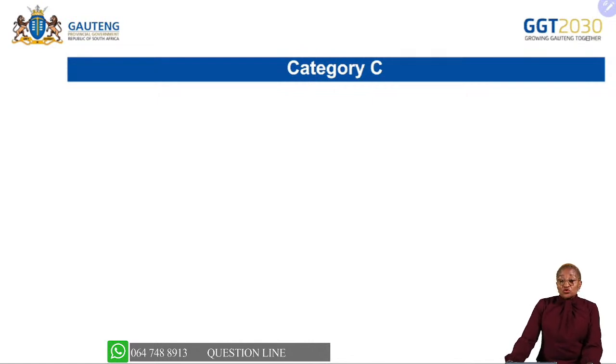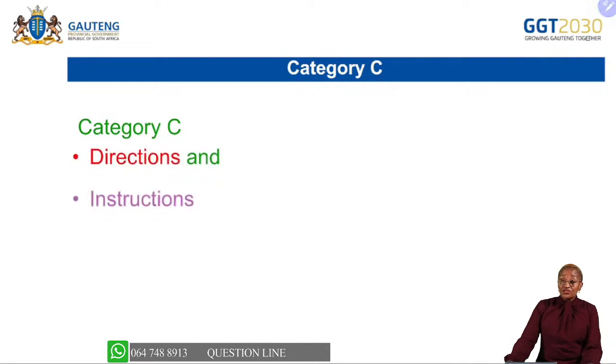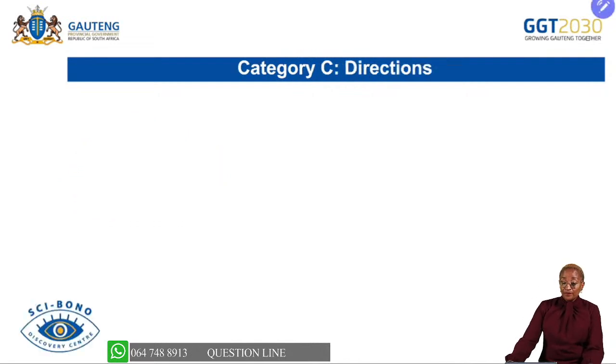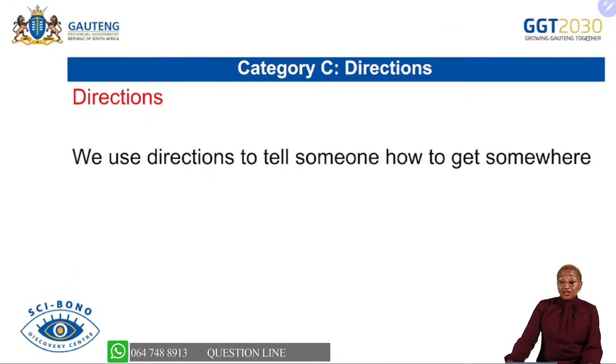Let's now move on to category C. Category C is made up of directions and instructions. What do we mean by directions? Or when do we use directions? We use directions to tell someone how to get somewhere.